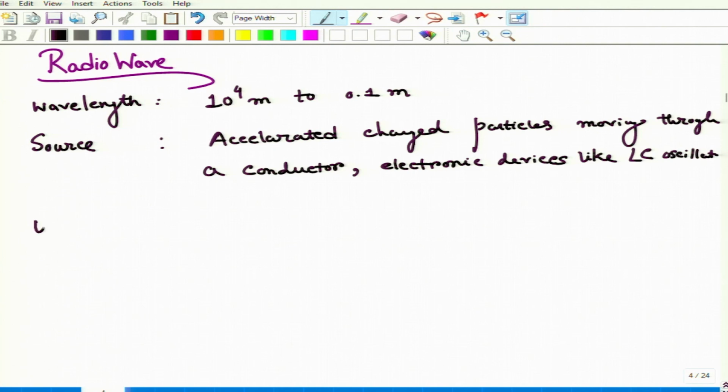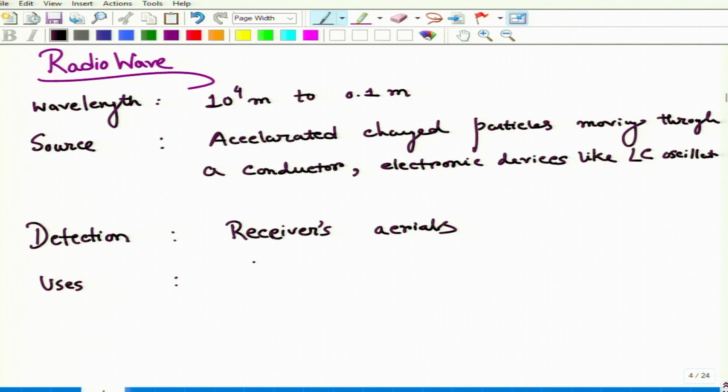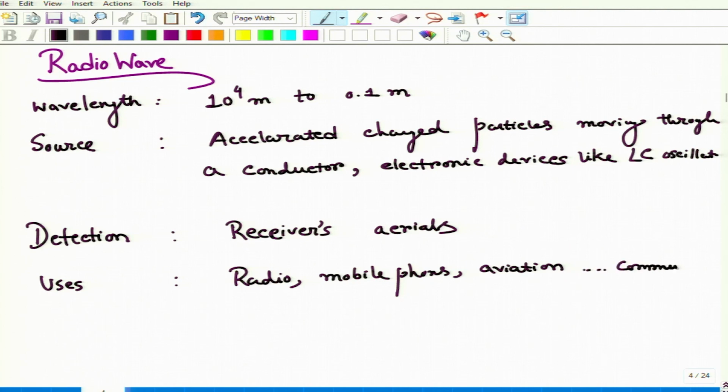And uses, that is very important. Before uses, detection of radio wave. We can detect radio wave by receivers, aerials. And the uses of this electromagnetic wave, we know from the name radio, so it is basically used in radio, mobile phones, aviation, and other communication devices. So these are the basic information for radio wave.